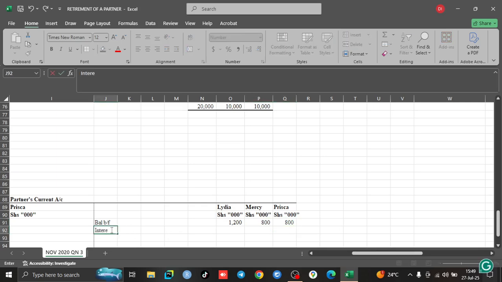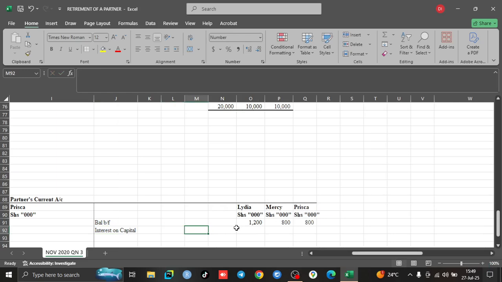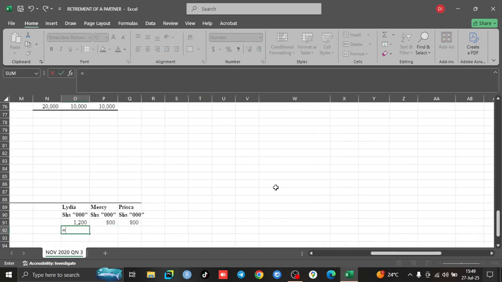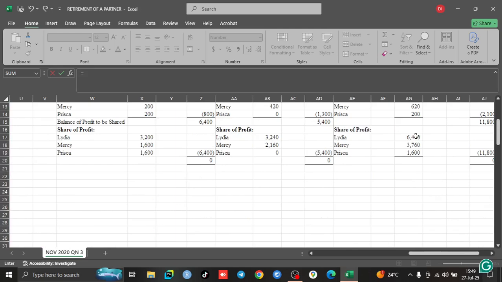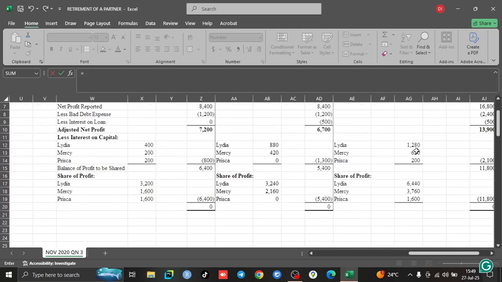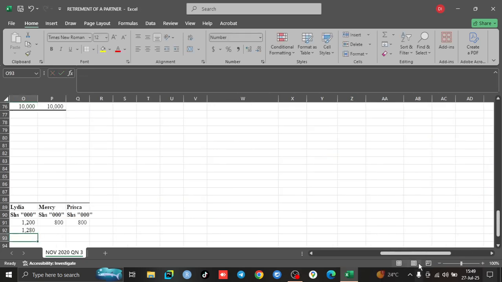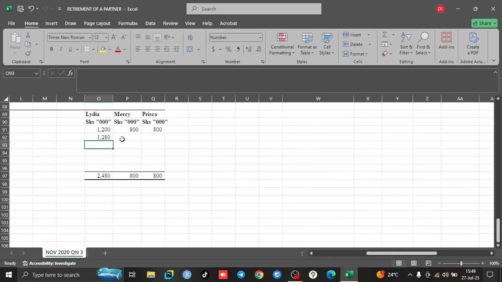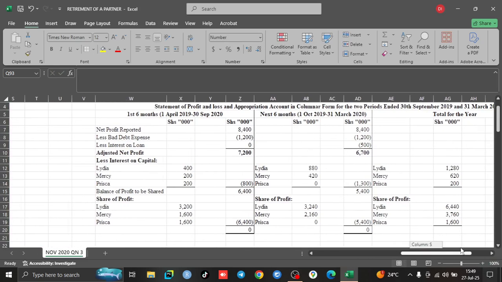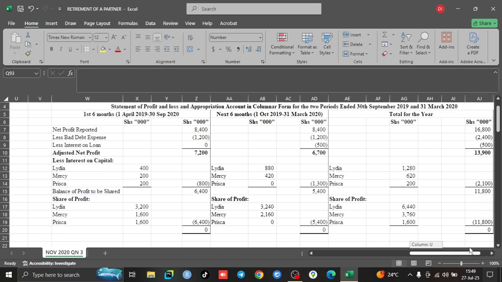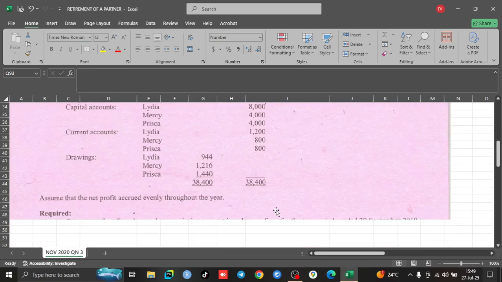Any interest on capital is brought to this side. So our interest on capital, we get the totals. The totals, we determine them to be 1280, 620 and 200. Of course, all of them in thousands. You can counter check them. 1280, 620 and 200. We also include our share of profits.